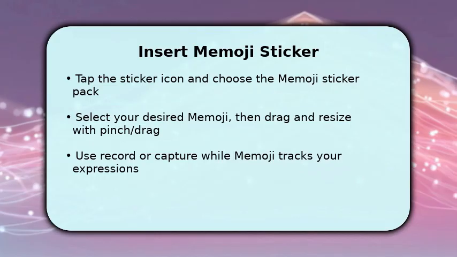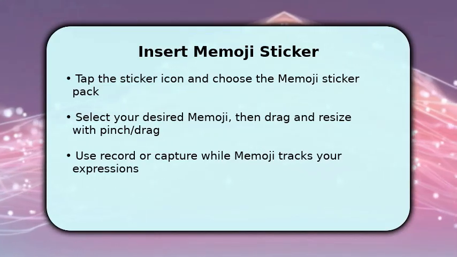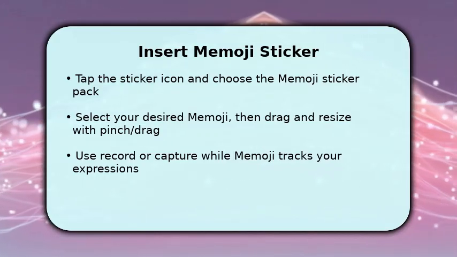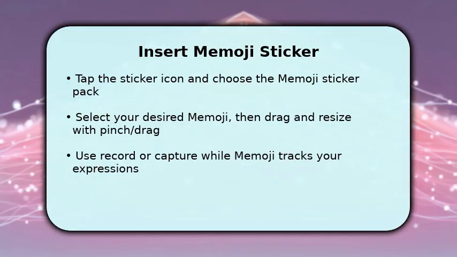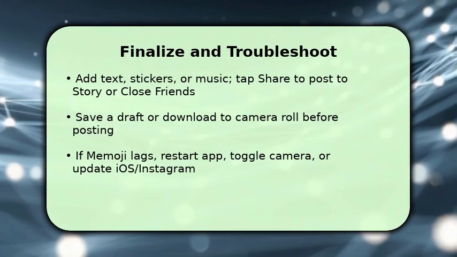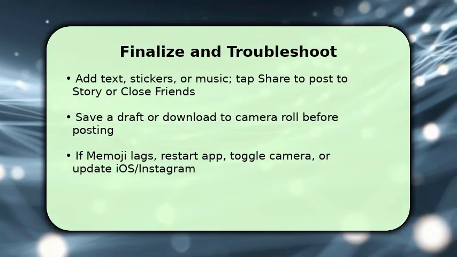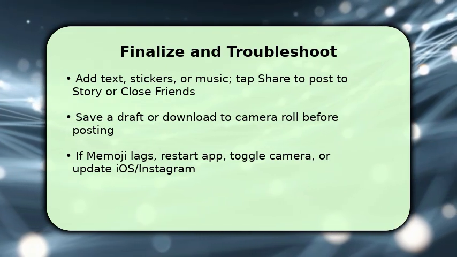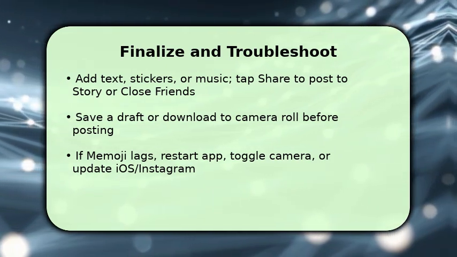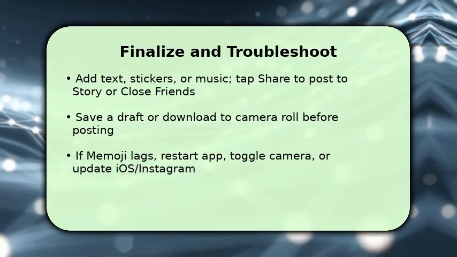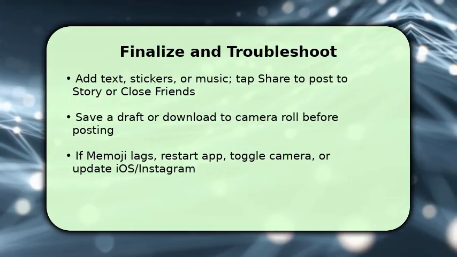Also, you can add multiple Memojis or combine with text and GIF. Make adjustments until the placement and animation look natural. Finish by adding text, filters, or music to enhance the story, then tap Share to post or send to close friends. If you prefer, save the story to your camera roll first so you can repost later.